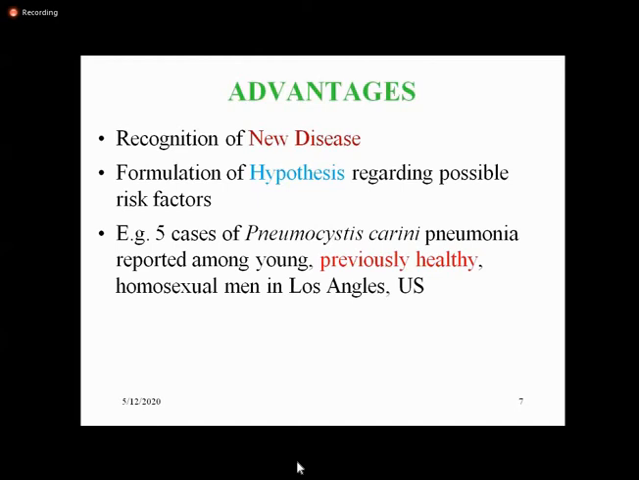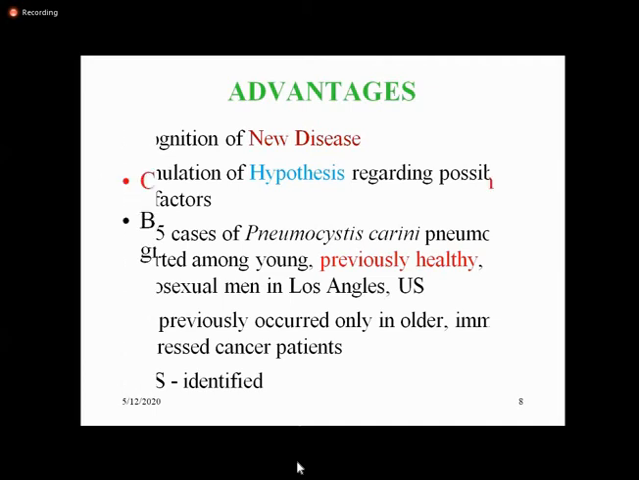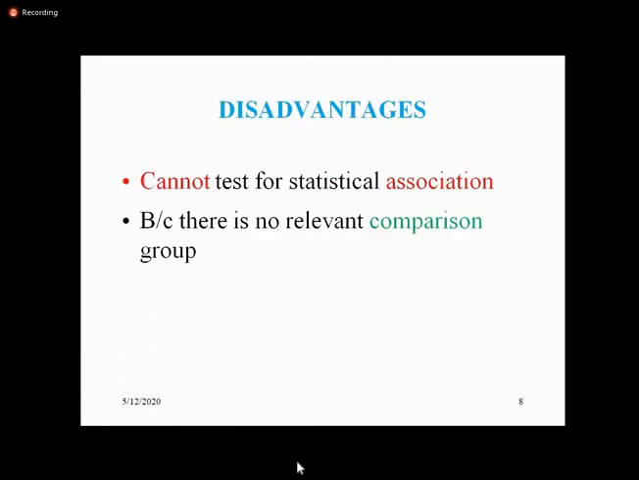HIV was not diagnosed before, but a number of young patients with this fungal infection, pneumonia, were reported, and after that they found they were related to HIV or AIDS. I think it happened in the 1980s. Then after that, they identified this disease as AIDS. The disadvantage is that we cannot test for statistical association because we do not have any control groups or comparative groups.